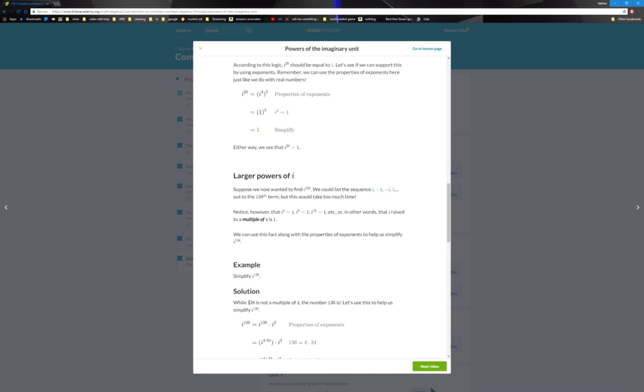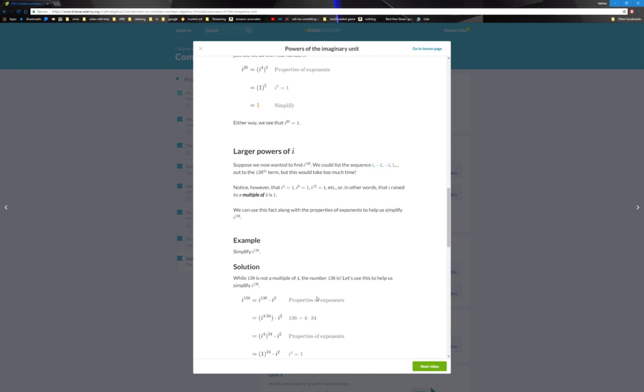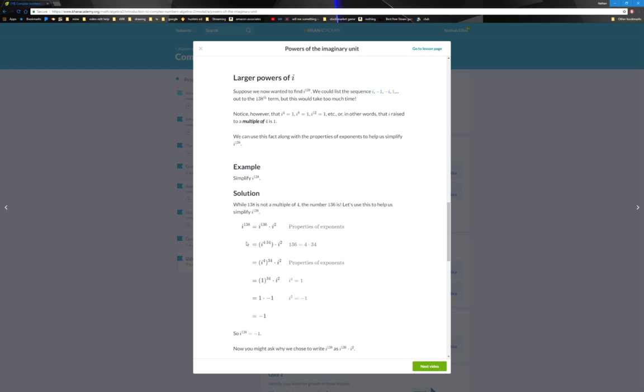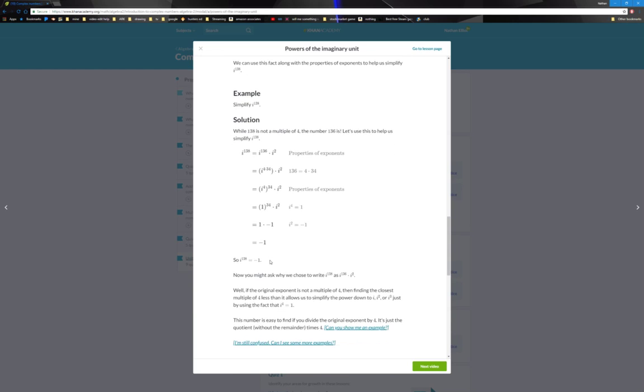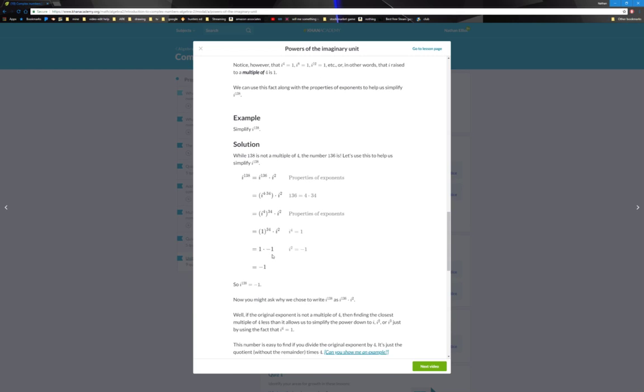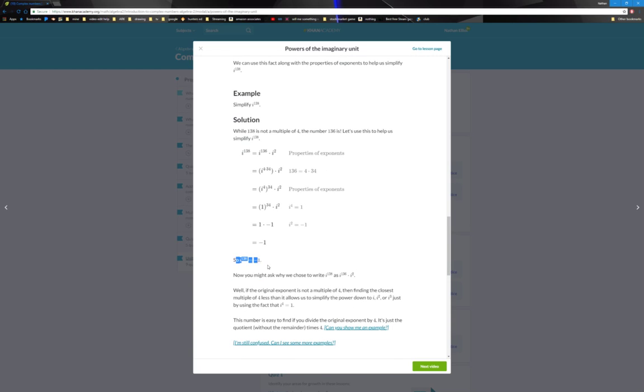138 is not a multiple of 4, but 136 is. So we could just do this here. i to the 138th is i to the 136th times i to the 2nd, well, that would be i to the 4th to the 34th times i to the 2nd. So that would be 1 to the 34th times negative 1. And then, so negative 1 is our answer.